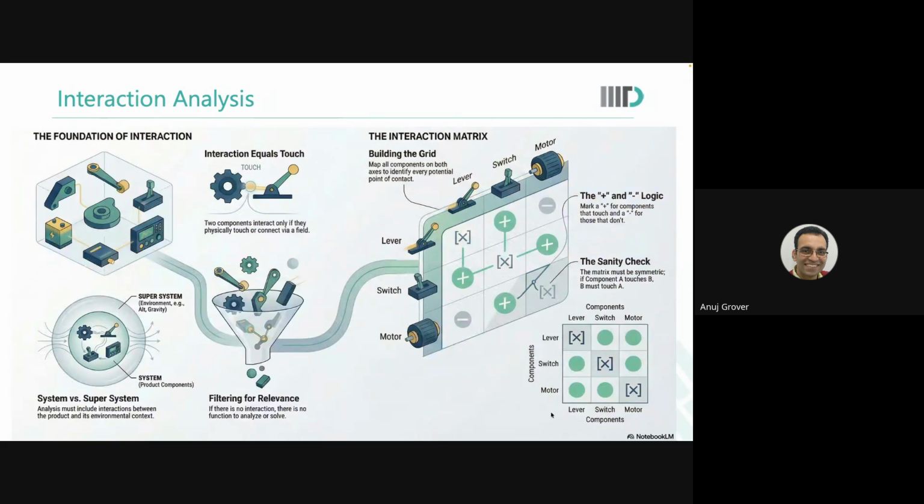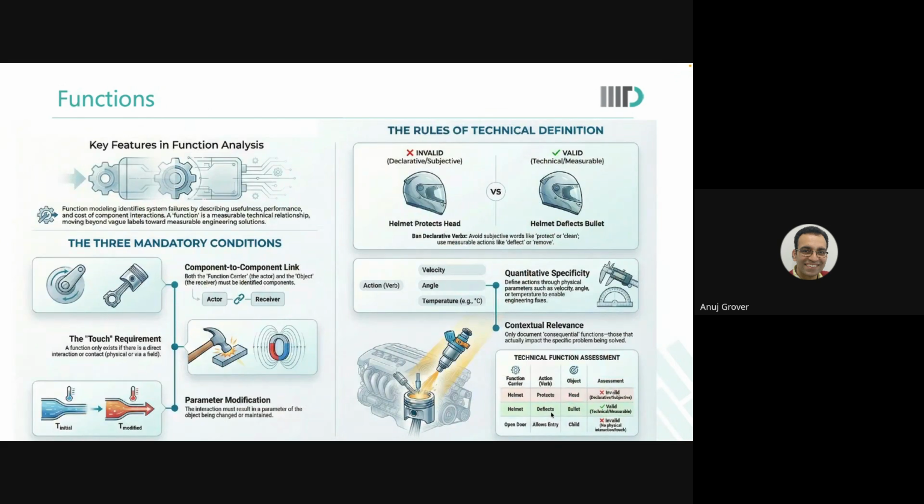For interaction in this particular book, we said we would say touch. All the components that touch each other will be shown with a plus sign in the interaction matrix. Where there is no interaction and no touch, you will get minus. And this interaction matrix has to be symmetric across the diagonal, because if A touches B, then B also touches A. Then we entered into function modeling, function analysis, and we were starting to define what a function is.